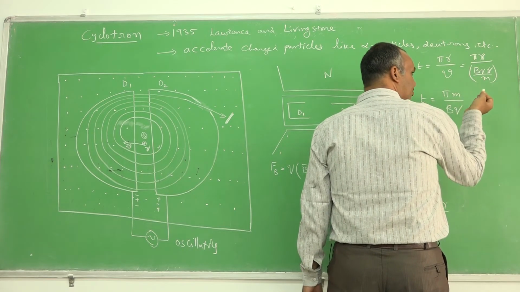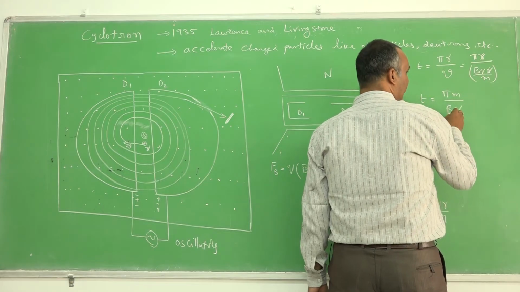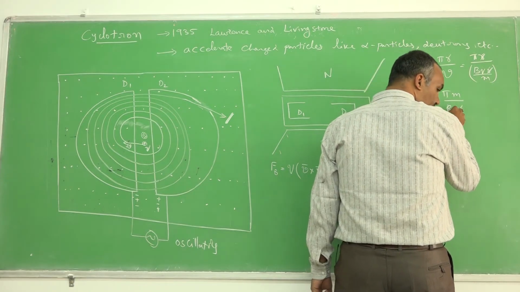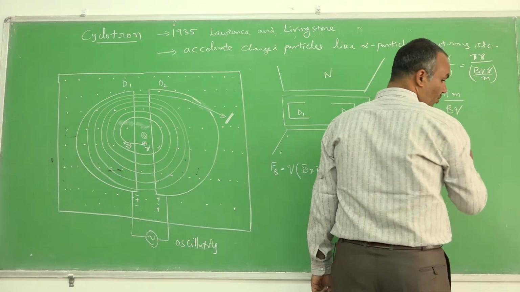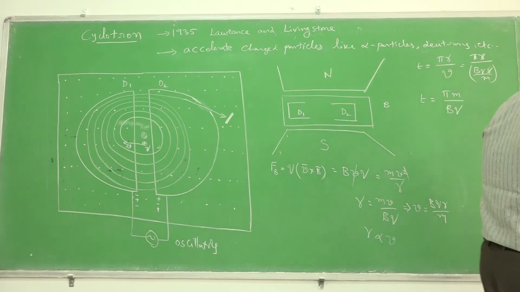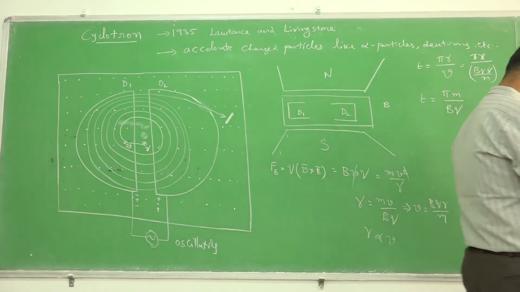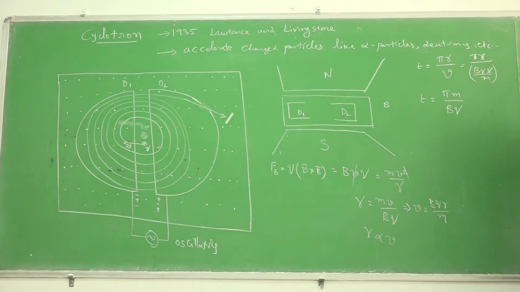Pi is 3.14, which is a fixed value. m is the mass of the particle, which is fixed. B is the strength of the magnetic field, which is fixed. q is the charge on the particle, which is also fixed. Now, based on this time, that frequency of the oscillator is to be adjusted.